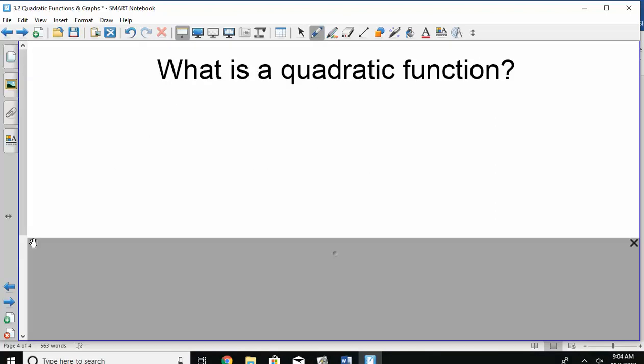Quadratics. What do I mean when I say quadratic? It has what in it? We've talked about quadratics this year already. It has an x squared. We did those on our last test.